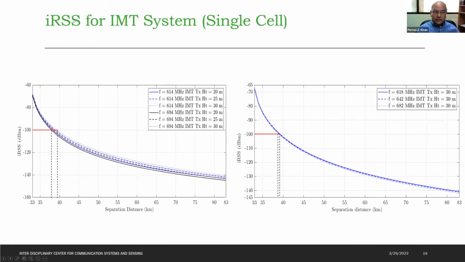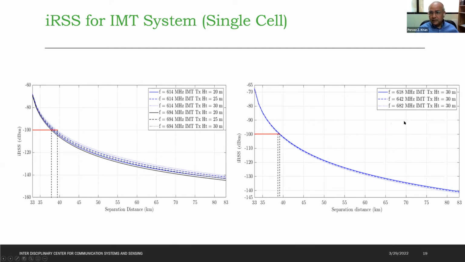Now the interfered field is computed for the IMT system for a single cell. In the case of a single cell, the variation is again the transmitter height of the IMT system, which is varied from 20, 25, and 30 meters, and you can see the variation is in a very close range. The threshold should be minus 100. If you read the value of IRSS as minus 100, then it could hit for the lower range and the upper range, and this will be around about 38 to 39 kilometers in between. So this is the separation distance, and it's a safe distance.